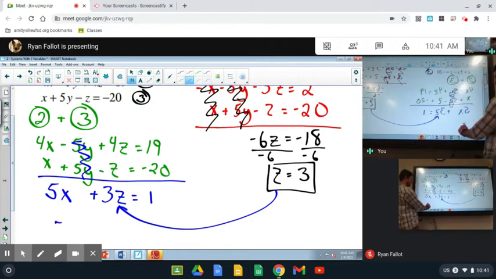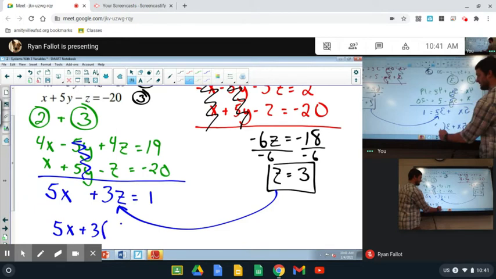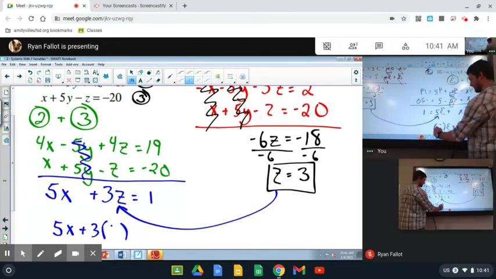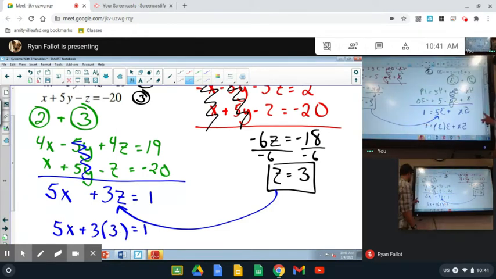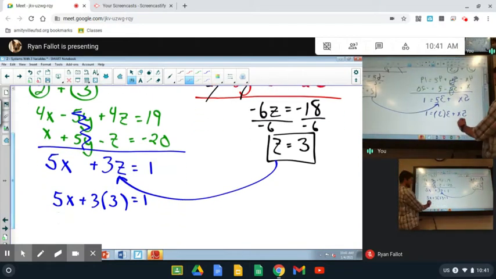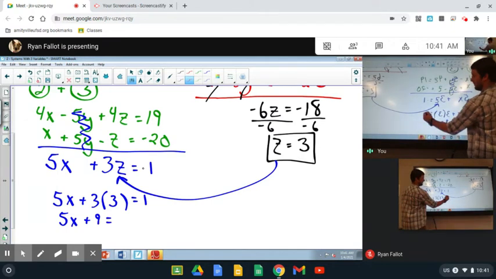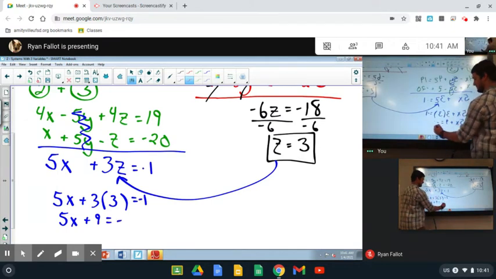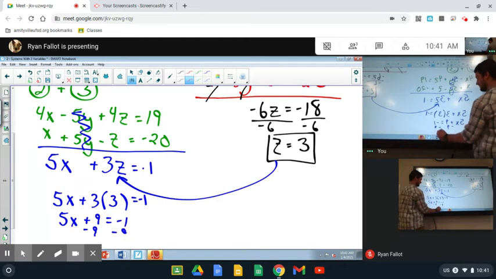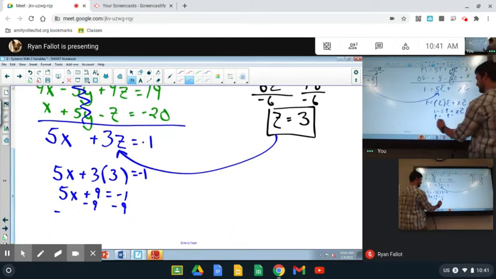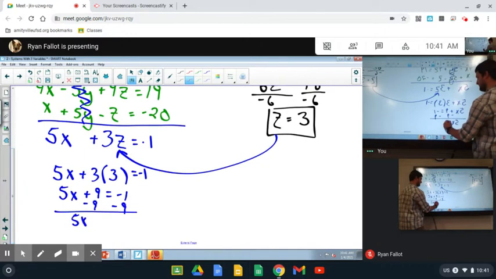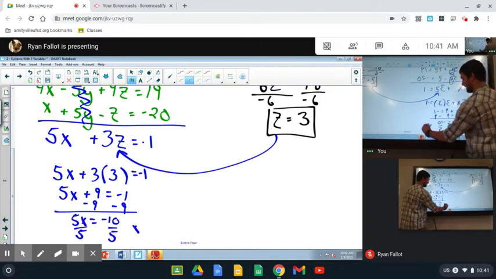5x plus 3 times z. z we know is 3. Is equal to 1. 5x plus 9 is equal to 1. Subtract 9. 5x is equal to negative 10. Divide by 5. x is equal to negative 2.